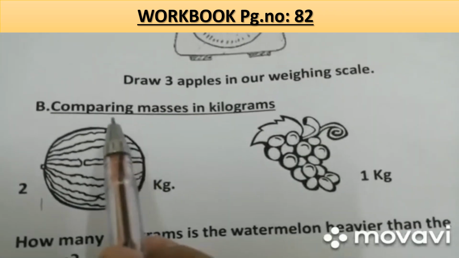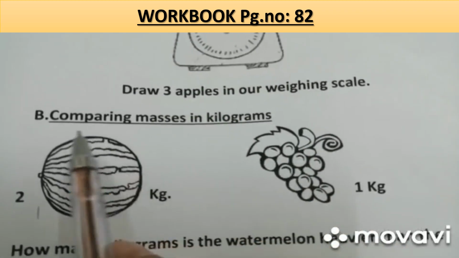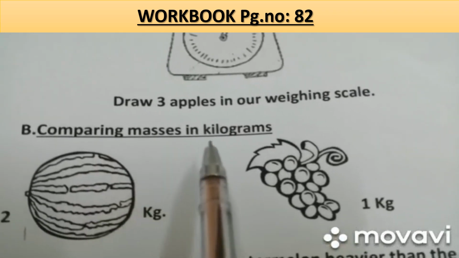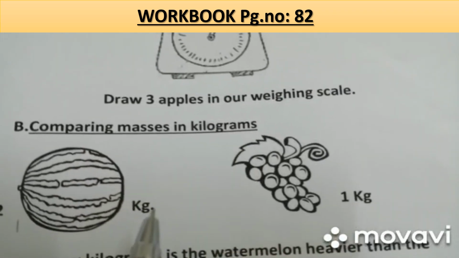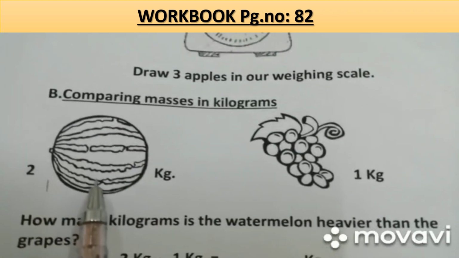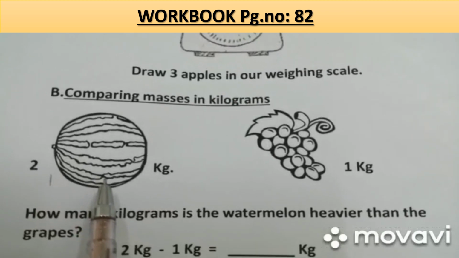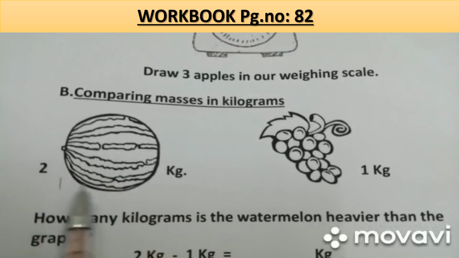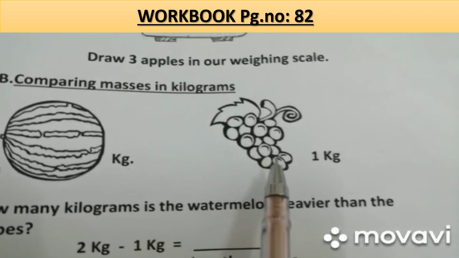So now see, let us start it. So now 3 apples are on the weighing scale. Let us start the part B. It was part A. Now we will do part B. So comparing masses in kilograms, as I told you before, I explained that, okay? What is this? Yeah, this is watermelon, okay? How much weight it is? It is 2 kg.